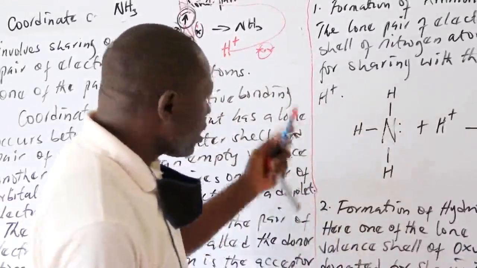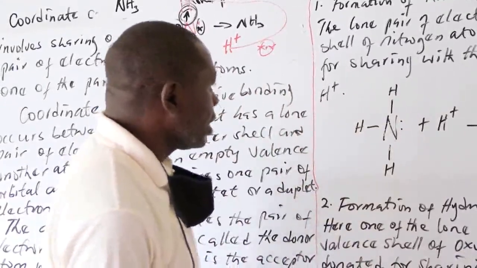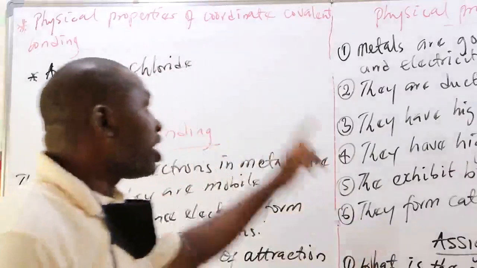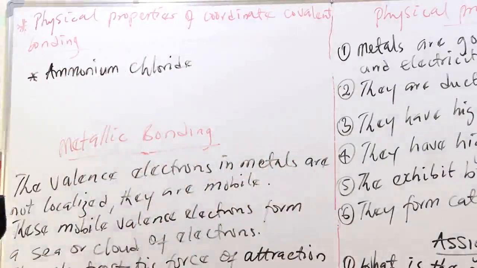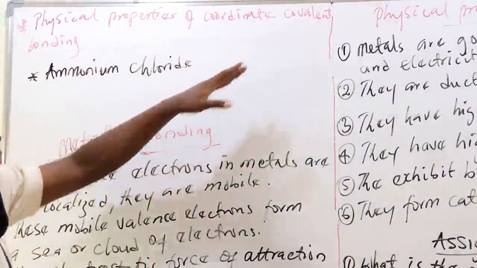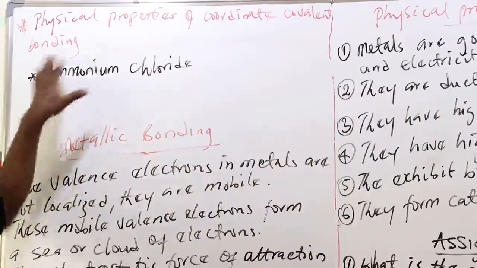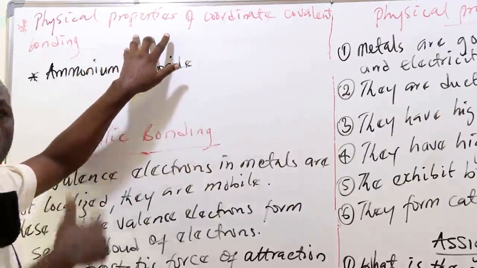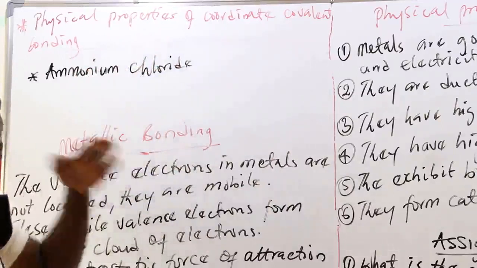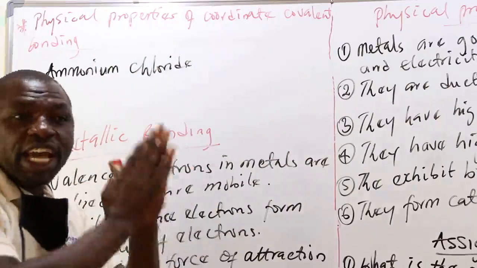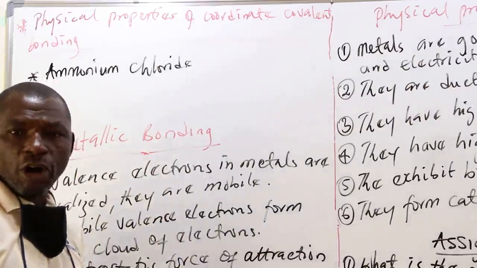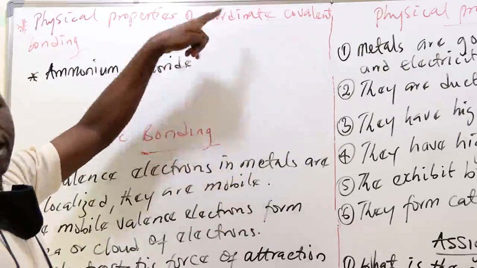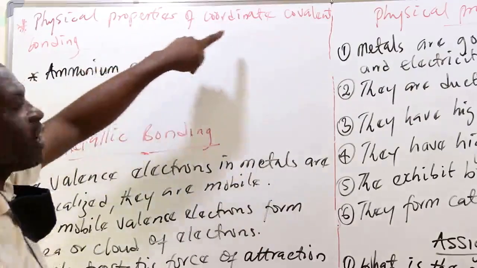let's go on to see metallic bonding. That's what we will say about coordinate covalent bonding. Let's talk about metallic bonding now. Okay, before we start talking about metallic bonding, let's quickly talk about the physical properties of coordinate covalent bonding. Okay, you can see I did not list any properties here. They have the same properties as normal covalent bonding. Okay, once the coordinate covalent bond is formed, it behaves just like a normal covalent compound.